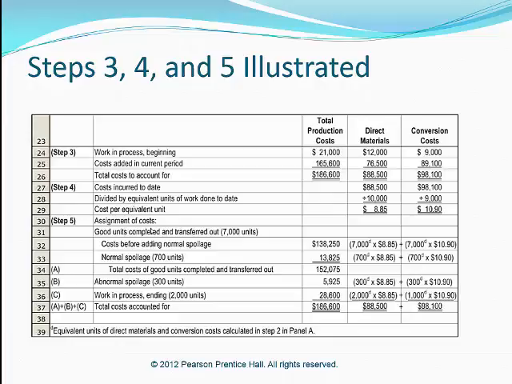If we were to go and total up all of our cost, the 152,075 plus 5,925 plus 28,600 tells us we've got $186,600 total cost accounted for. We can also, of course, check this way to make sure that these two numbers equal it as well, and then make sure we are matching with our total cost to account for.